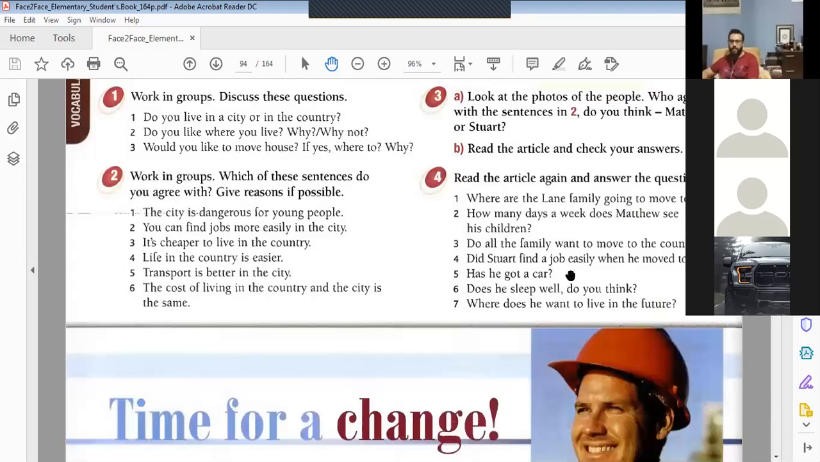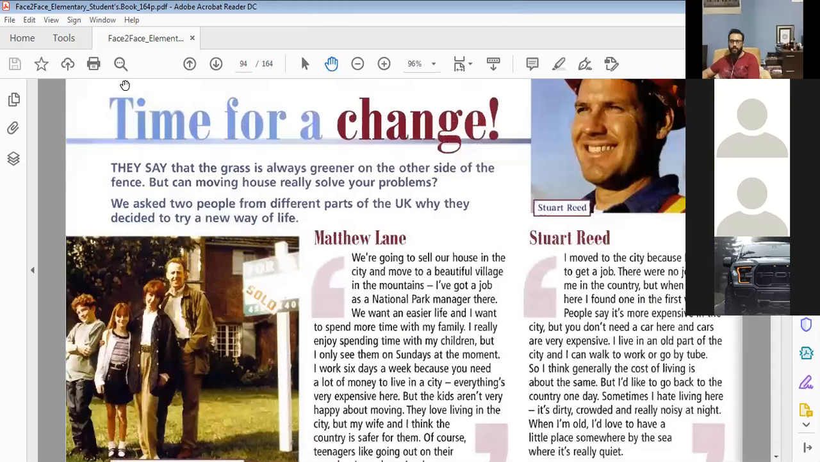Did Stuart find a job easily when he moved to the city? Did he easily find a job? Yes, he did, because he said, I found one in the first week, right? So when he moved to the city, he found a job in the first week. So this is true. All right.